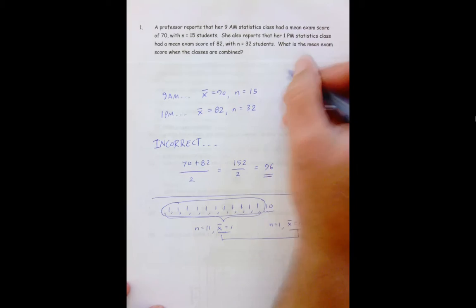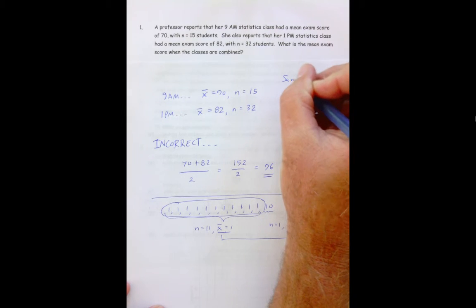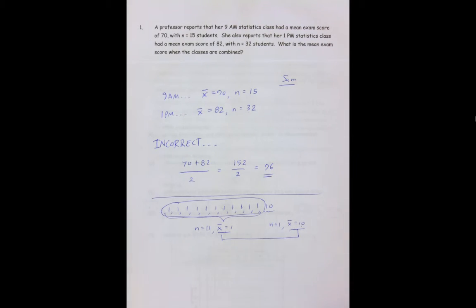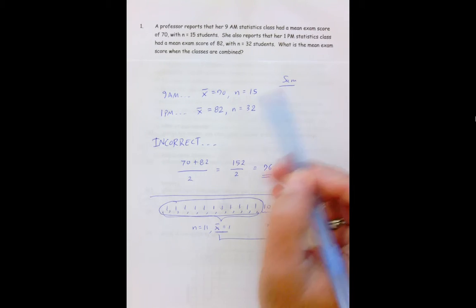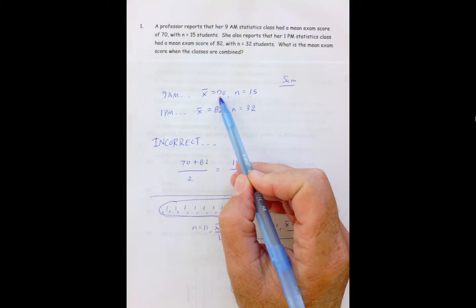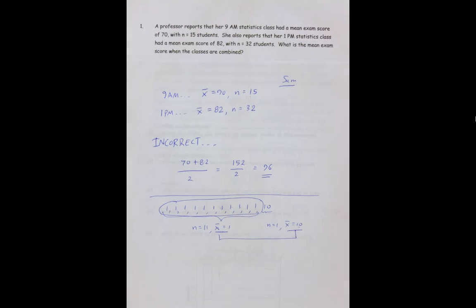So, guys, ultimately what we're going to do is find the sum of each set of scores. Remember, we find the sum of the scores by taking n times the mean. So I'm going to take 15 times 70.